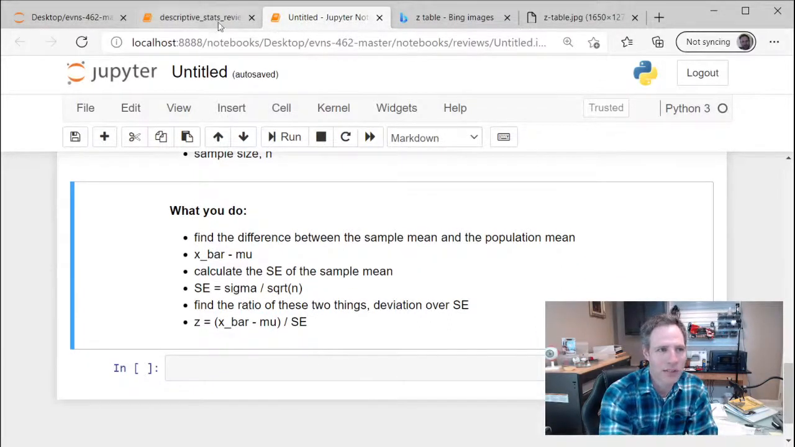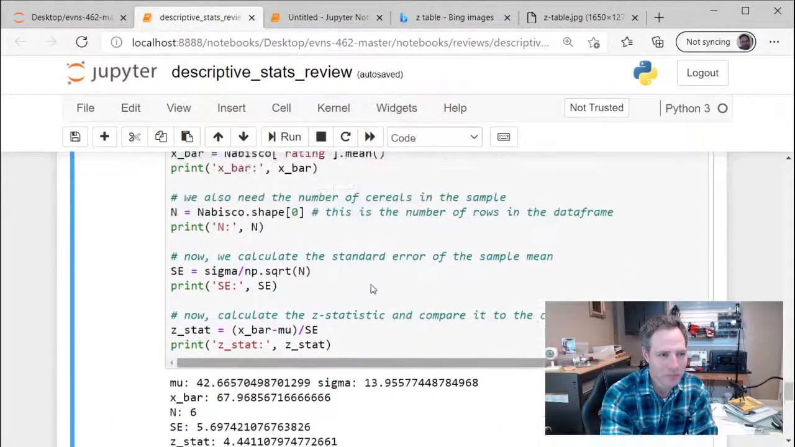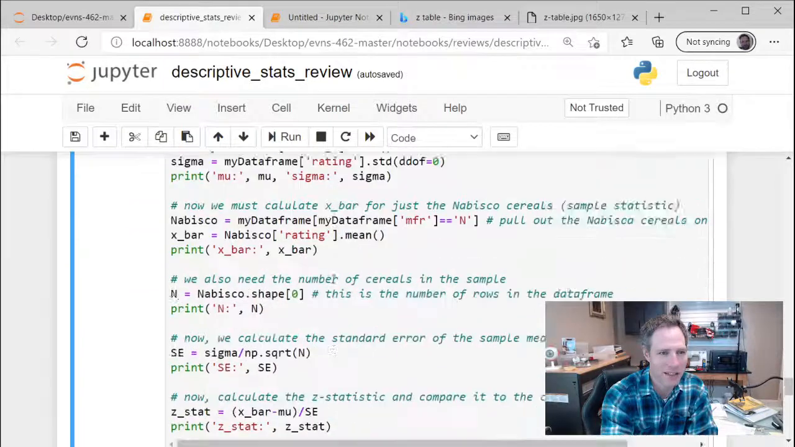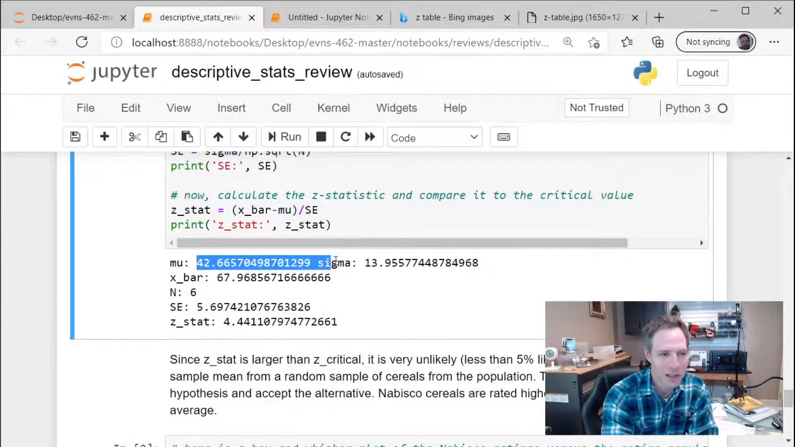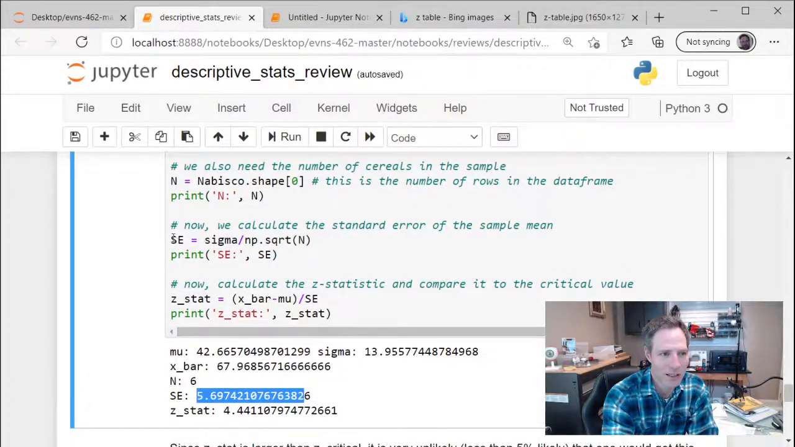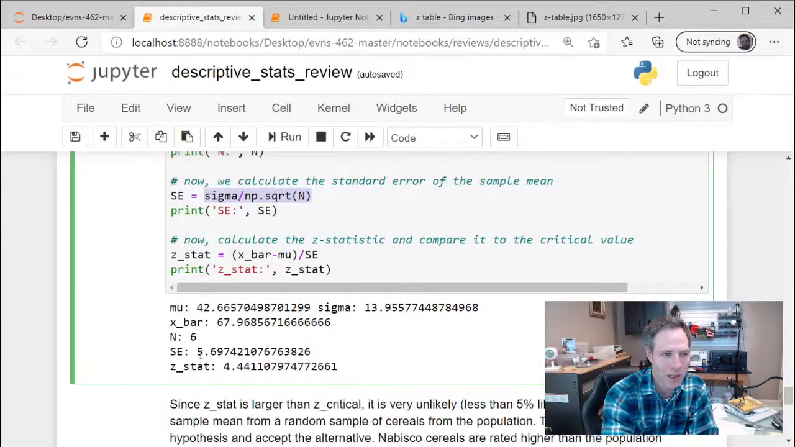Okay. All right, so let's go back here and let's look at the results for this data set for the Nabisco cereal. So our population statistics are here. Here's our sample mean, our sample size. So I calculated the standard error of this mean. Here it is. The standard error is the population standard deviation, sigma, divided by the square root of the sample size. And that standard error is 5.69. And then I calculate the z statistic, which is the deviation between the sample mean and the population mean divided by standard error. And I printed that out.